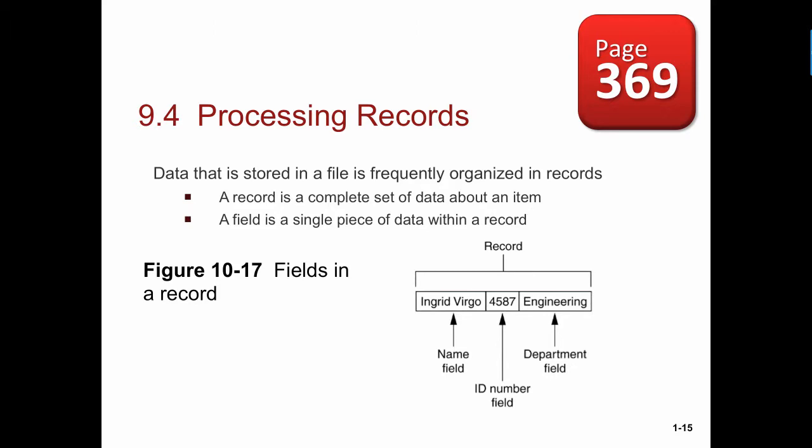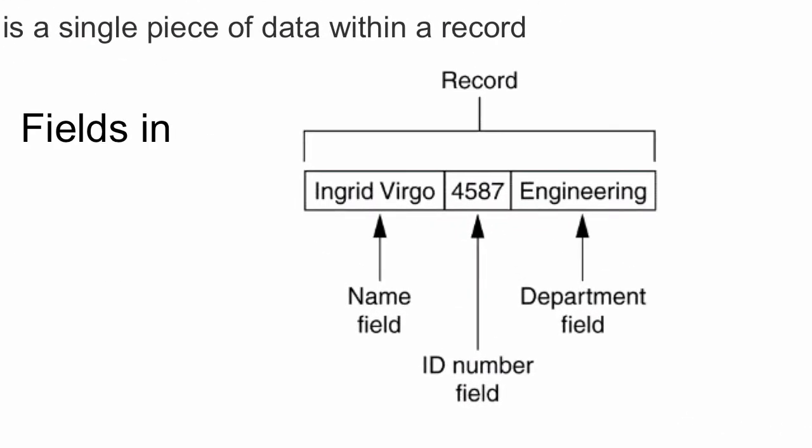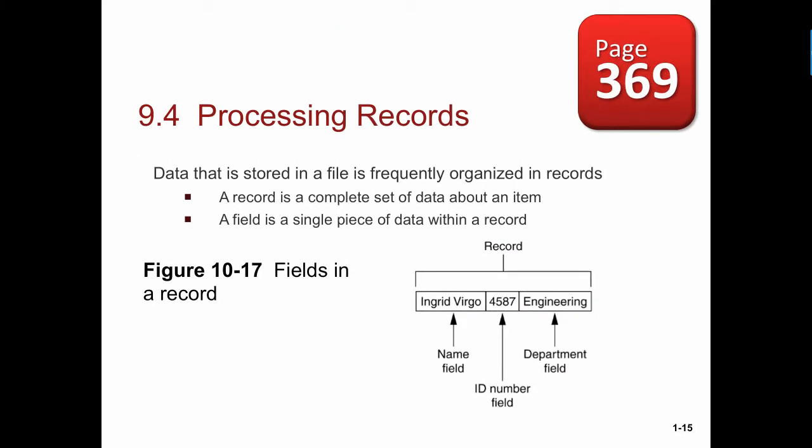So what does a record really look like? Well, this is kind of what a record really looks like. It's a whole set of related data about a certain item. So in this particular case, we've got 3 pieces of data in the record. The name field is populated by Ingrid Virgo. The ID number field is populated by 4587, and the department field is populated by engineering. That would be one record.